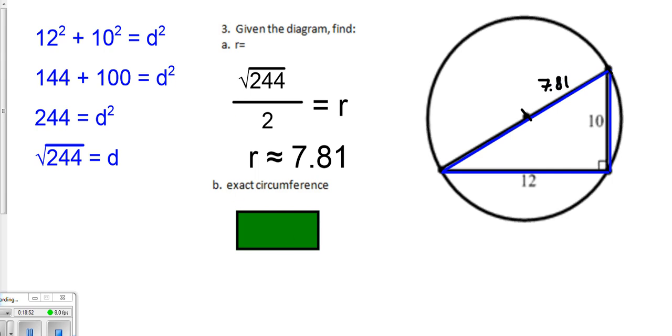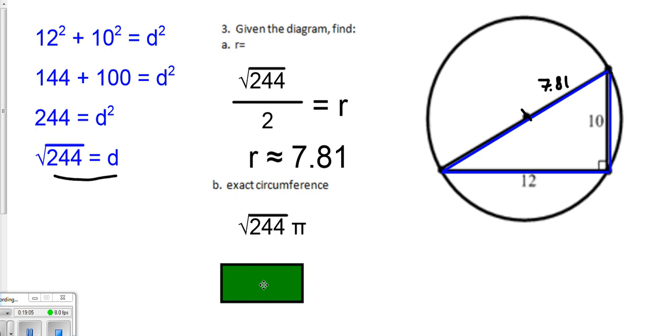And they want the circumference then, so all the way around the outside of the circle. Might be easier to use the diameter for that one. Remember, it's always just pi times the diameter is our circumference, so we can just write in pi times the square root of 244. That would be our circumference all the way around the outside.